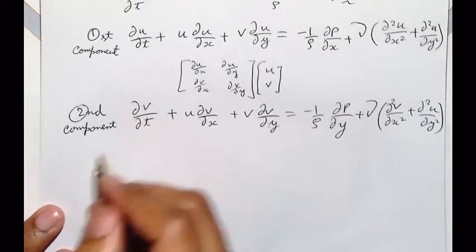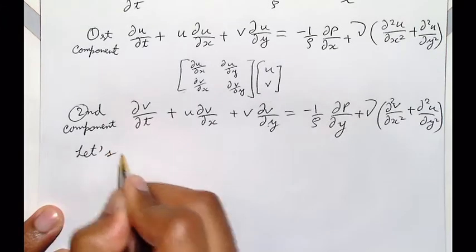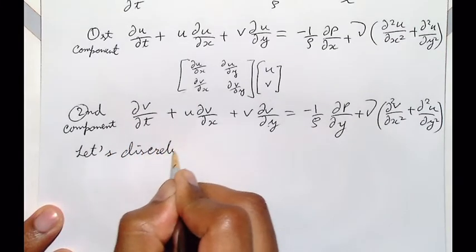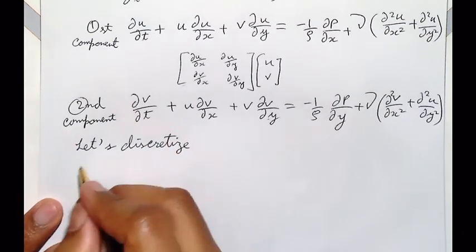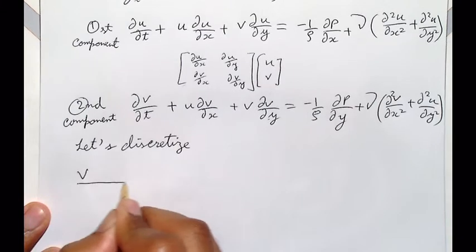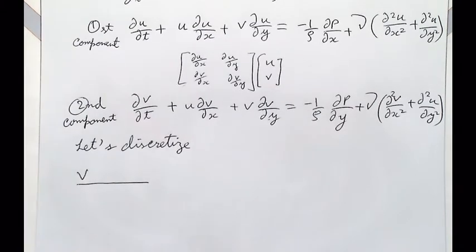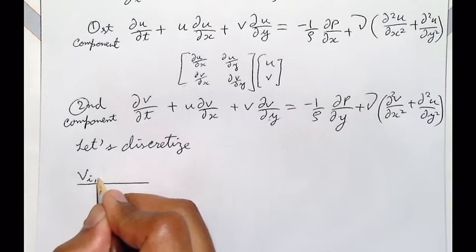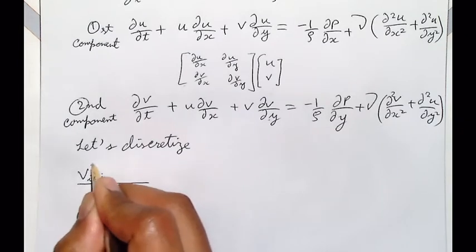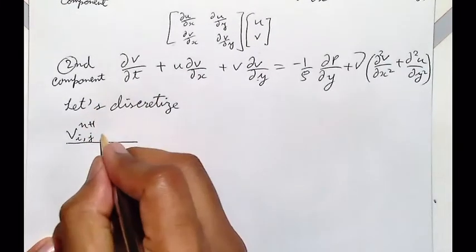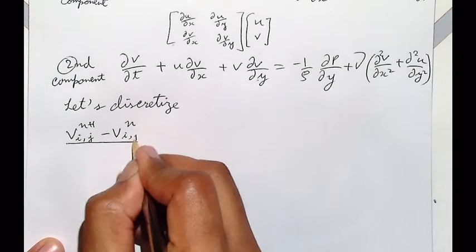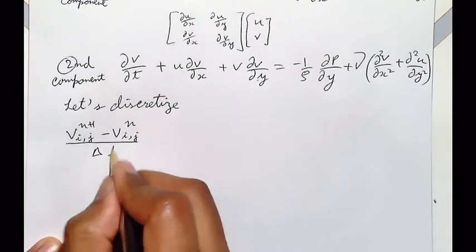Okay, so let's discretize. Let me take the second component and discretize it. So what do we have? V at n, V i plus 1 at n, ij. We're taking the time derivative, so we have a V n ij. Make sense? Yeah, all right, perfect.